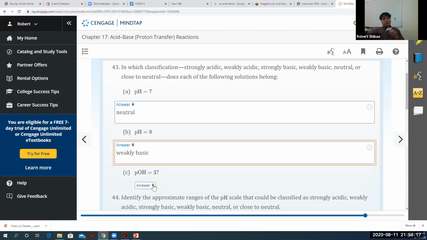pOH of 3. A pOH of 3 means the pH is equal to 11, because the pH and the pOH have to add up to 14. So if we have a pOH of 3, the pH is 11. 11 is a fairly strong base. So we'd say strongly basic for this one.